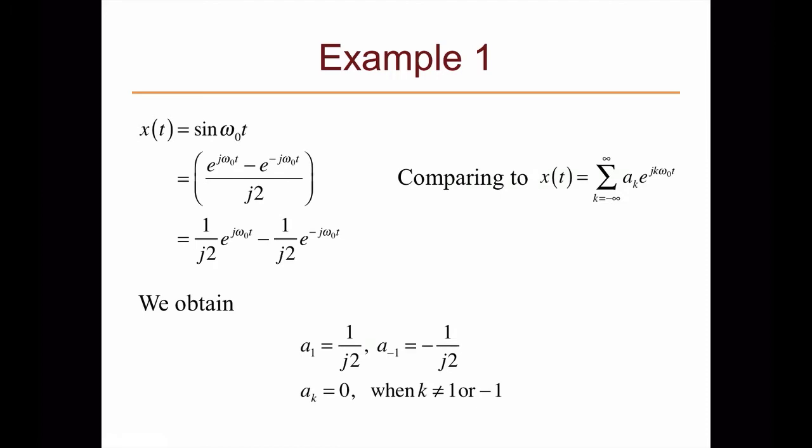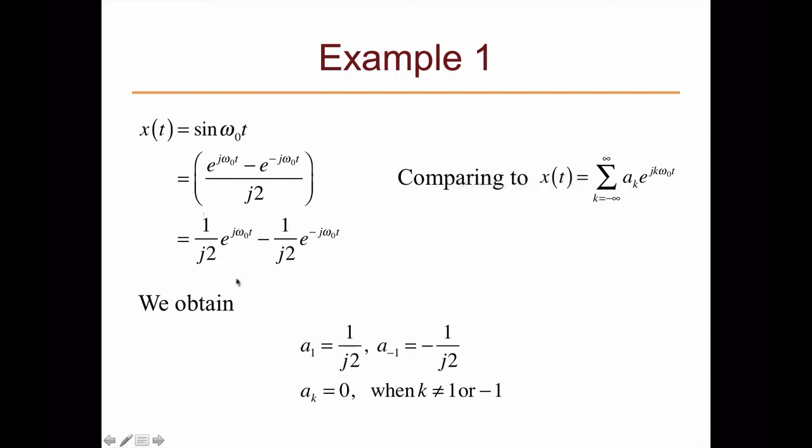Let's look at the first example. Suppose that you have a simple signal x(t) equals sin(omega_0 t). This sin(omega_0 t) can be decomposed based on the Euler relation into (e^(j omega_0 t) minus e^(minus j omega_0 t)) over j2, which equals 1 over j2 e^(j omega_0 t) minus 1 over j2 e^(minus j omega_0 t).